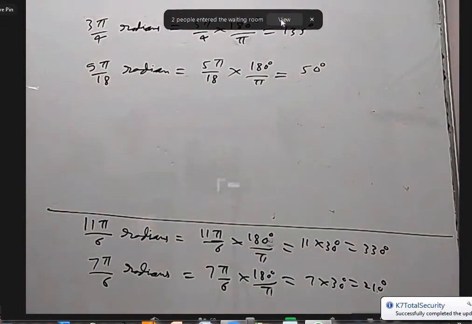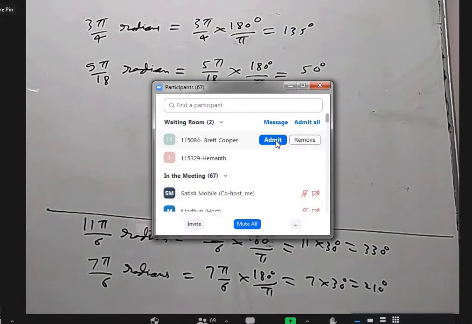Okay, so you can convert radians to degrees or degrees into radians. Accordingly, multiply by pi by 180 or 180 by pi.